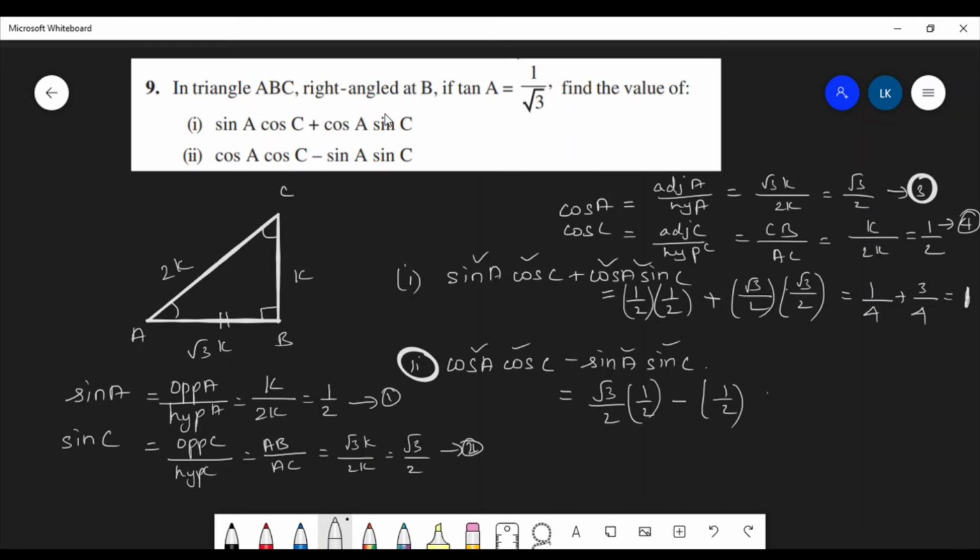Sin C value was root 3 by 2, which is equal to root 3 by 4 minus root 3 by 4, which is equal to 0. Therefore, we have found that sin A cos C plus cos A sin C value is 1, and cos A cos C minus sin A sin C value is 0. Hence the result.